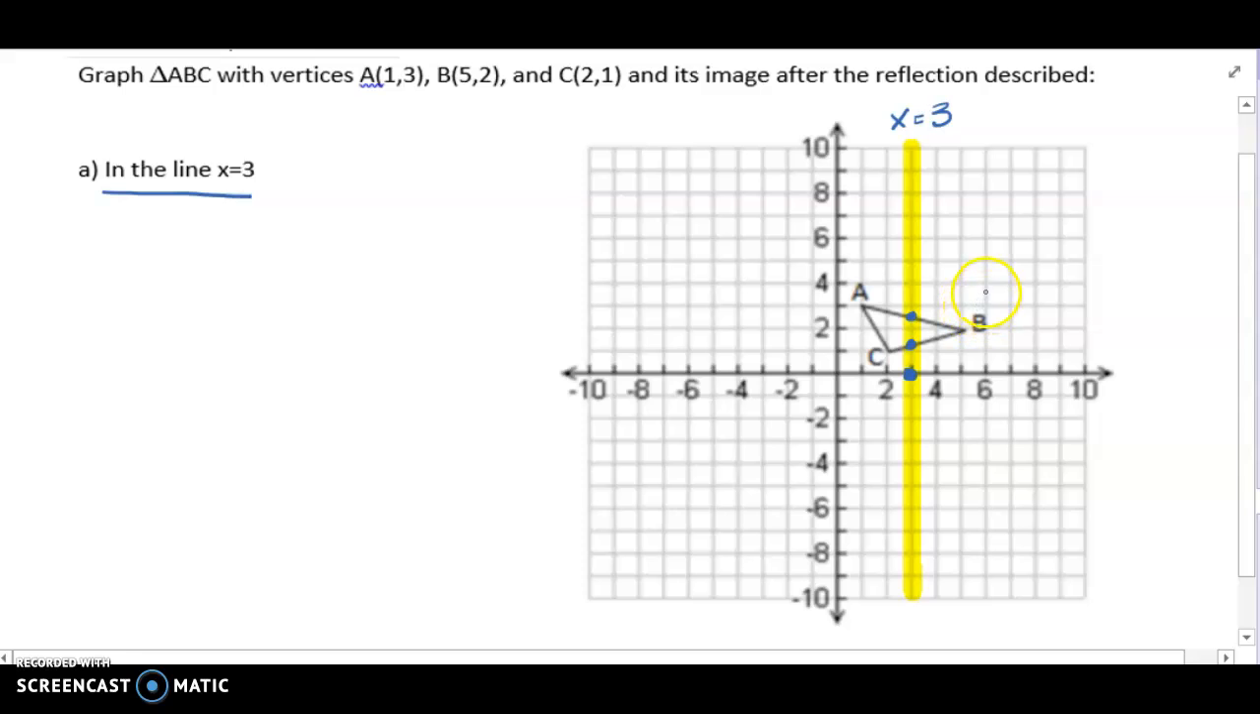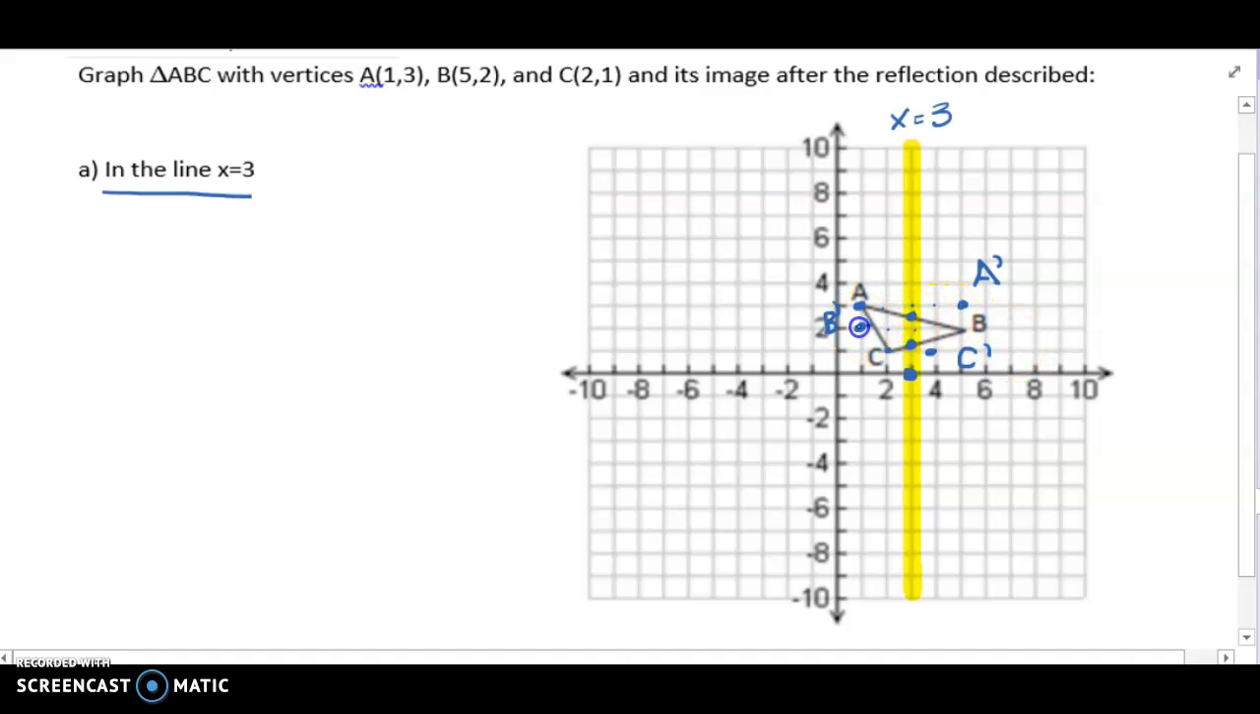Okay. All right, so let's look at A. Now, when we reflect it, it's going to be the same distance from the line of reflection as it is originally. So A is 2 units to the left of the line. So it's going to go straight 2 units to the right of the line. So I'm going to call this A prime. Okay. B is 2 units to the right. So I'm going to go 2 units to the left. So this is my B prime. And then my C is just 1 unit to the left, so I'm going to make it 1 unit to the right straight across. This is my C prime.